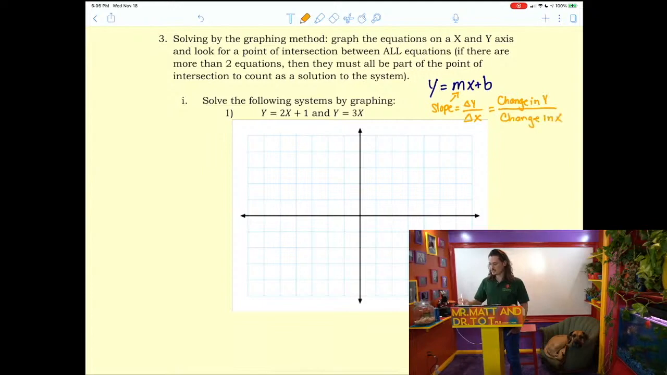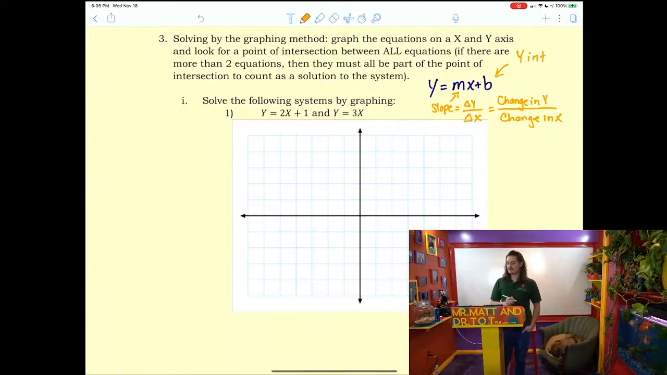And remember that your b value is your y-intercept. So in order to graph in this form, it's easiest to start with your y-intercept. Look at the b value. That is definitely a point on the graph. So go to that y value on the y-axis and you can place a point there.